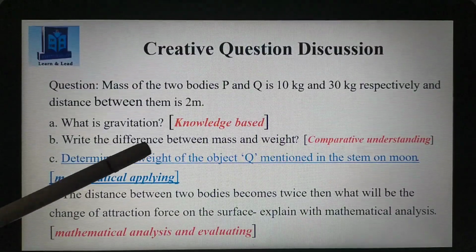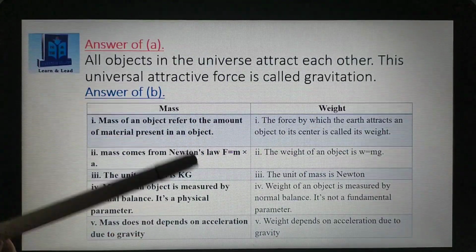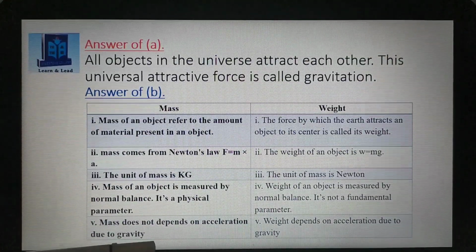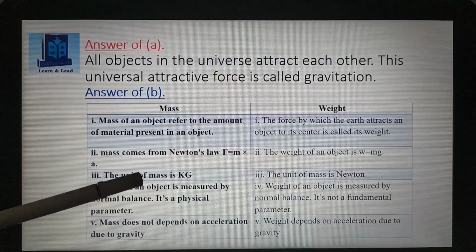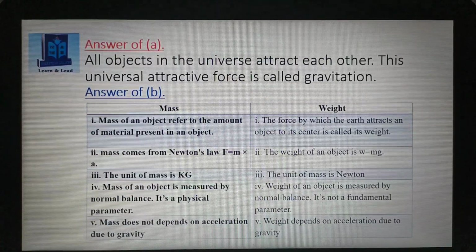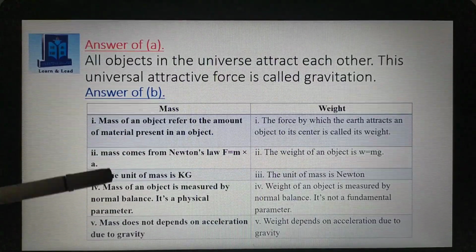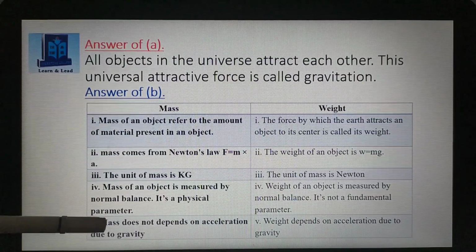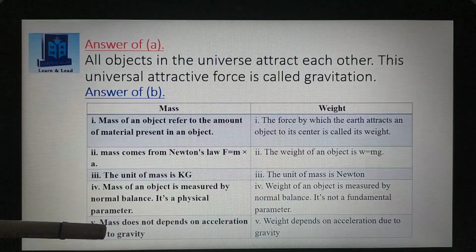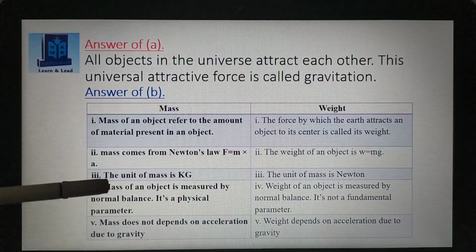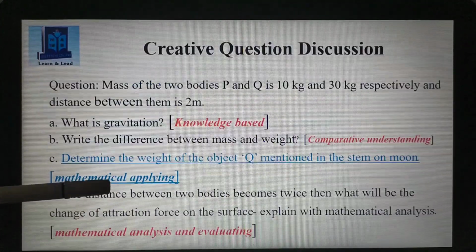Next one, write the difference between mass and weight. I have written 5 here, but you must write minimum to maximum 4 points. You don't need to write 5. Maximum or minimum, 4 points you must write.